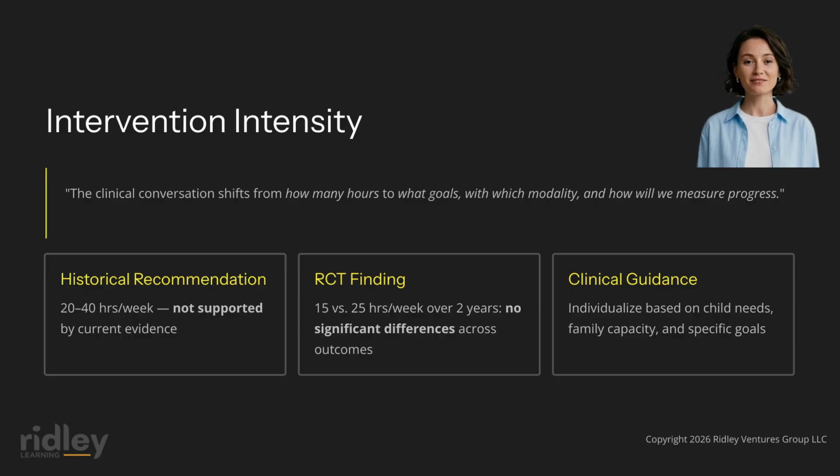Turning now to the question of intervention intensity, the historical recommendation of 20 to 40 intervention hours per week isn't supported by current evidence. Sandbank and colleagues' 2024 meta-analysis, published in JAMA Pediatrics, broadly failed to find significant associations between intervention amount and outcomes for language and social communication across behavioral and naturalistic developmental behavioral interventions. The only adequately designed randomized comparison of intensities, which compared 15 versus 25 hours per week over 2 years, found no significant differences in autism severity, expressive or receptive language, or nonverbal ability.